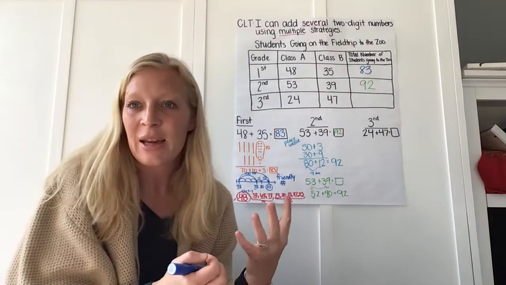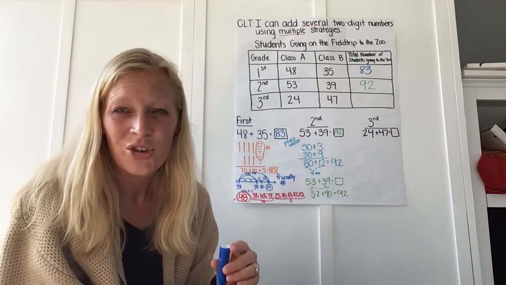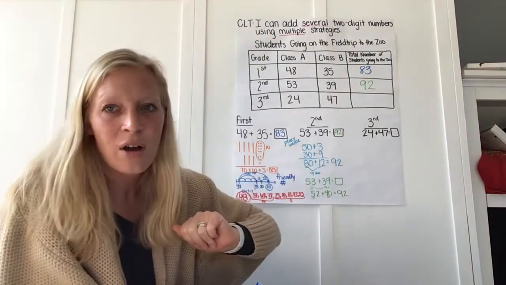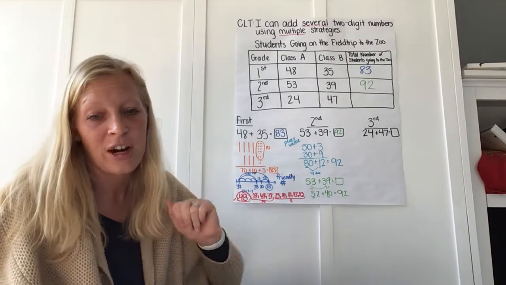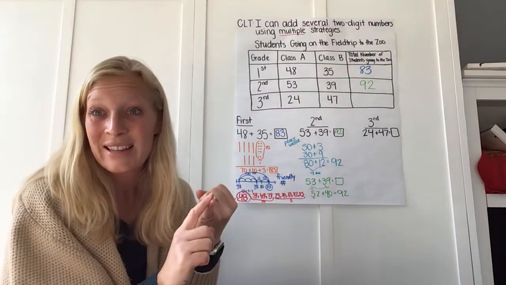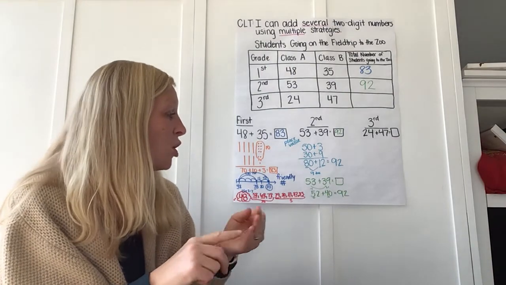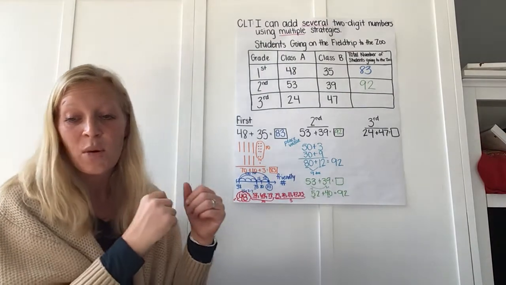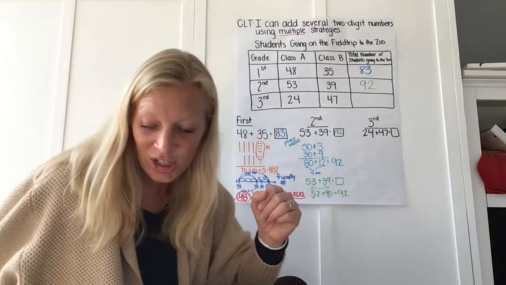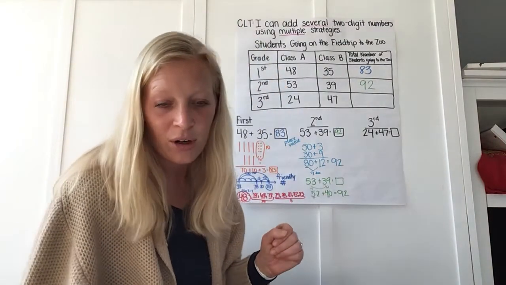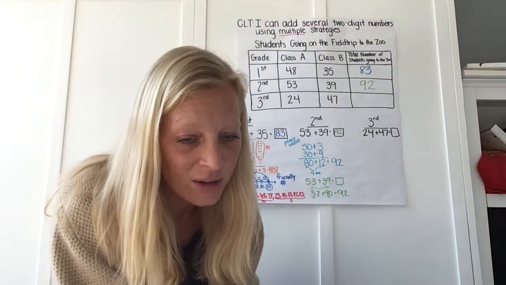I want you to think about how you can use one of those strategies to help you solve for the total number of third graders. So maybe you're going to use place value. Maybe you will make a friendly number. Maybe you will just redistribute in your equations. Let's see what you get ready to do. Third grade, how many friends do they have?